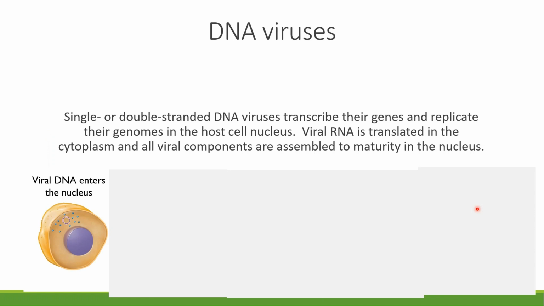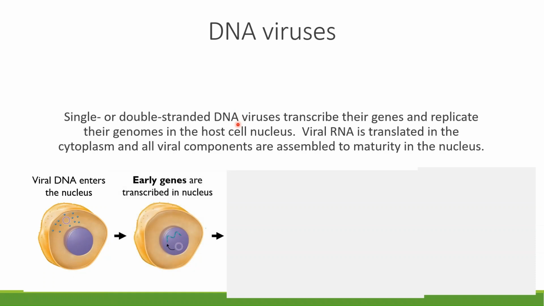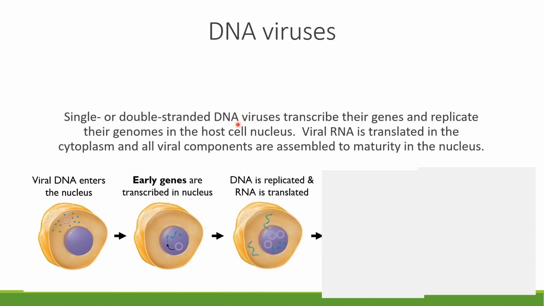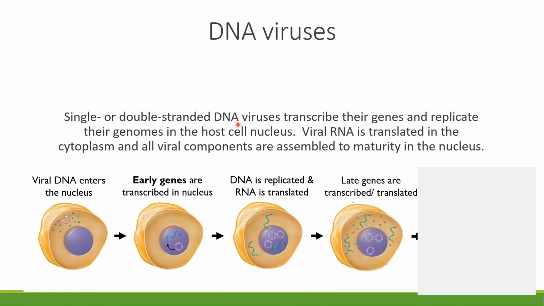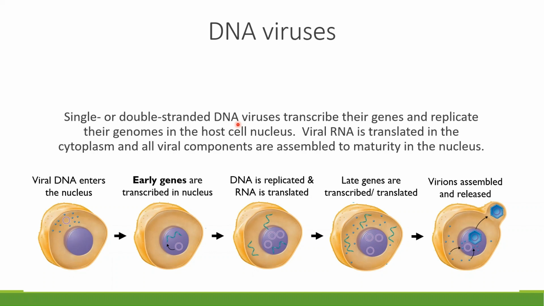So let's go through this viral DNA. As it enters the nucleus, we can see there's that small purple ribbon. And then the early genes for hijacking the cell are going to be transcribed into mRNA, and then they're going to be translated by the ribosomes. And then we'll have some later genes that are then going to be transcribed and translated that are not necessarily for that initial hijacking, but for making more viral particles, for making the enzymes required for assembly, so on and so forth. And then the virions are going to be assembled and released. That's pretty similar to what we saw with bacteriophages.